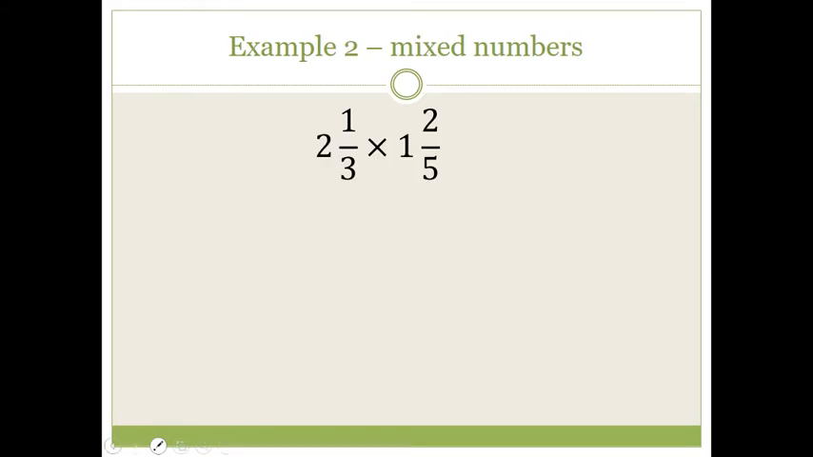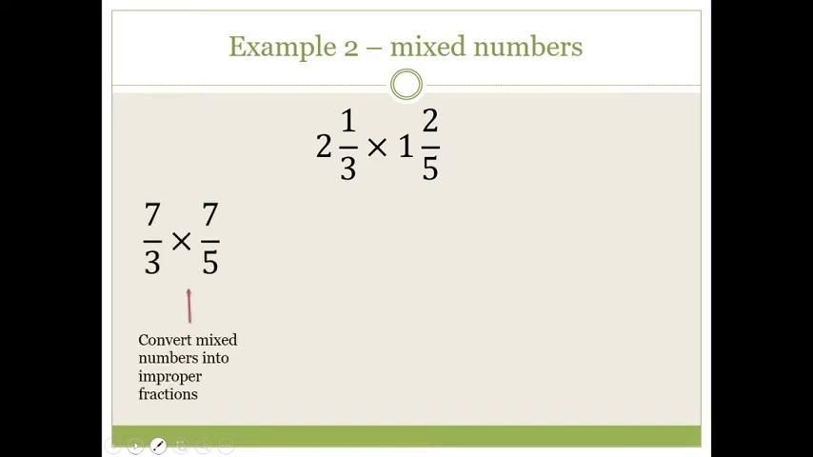Alright, so let's do an example where I am multiplying with mixed numbers. So suppose I have 2 1/3 times 1 2/5. The first step again, whatever operation you're carrying out, is to change the mixed number into an improper fraction. So I changed 2 1/3 into 7/3. And then I change 1 2/5 into the improper fraction 7/5.